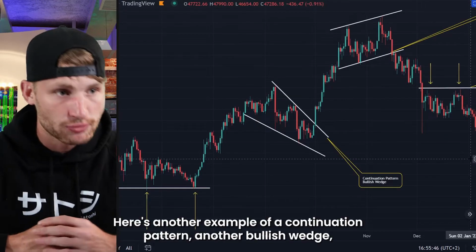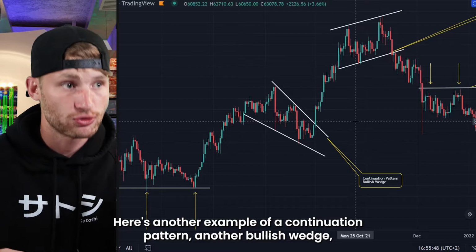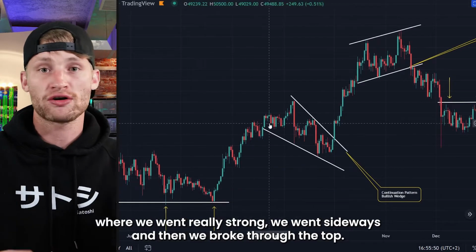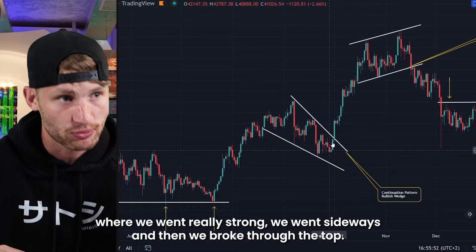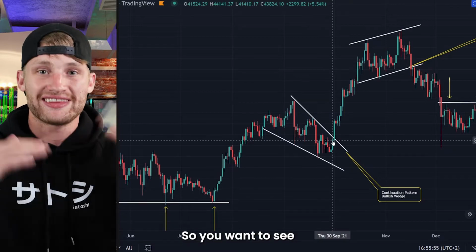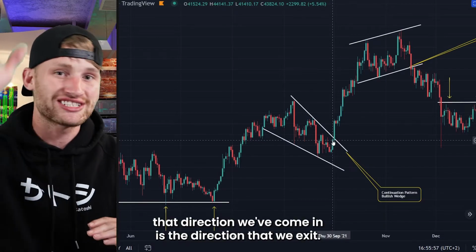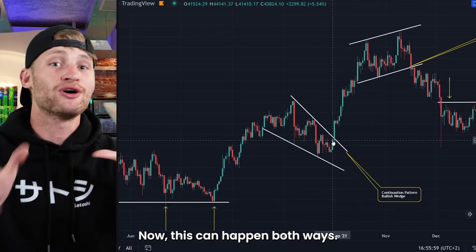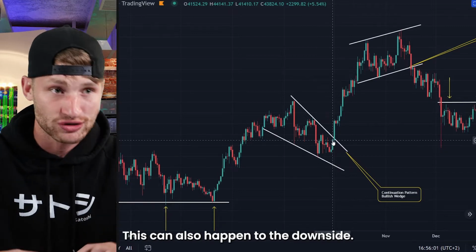Here's another example of a continuation pattern, another bullish wedge where we went really strong, we went sideways, and then we broke through the top. So you want to see the direction we've come in is the direction that we exit. Now this can happen both ways. This can also happen to the downside.